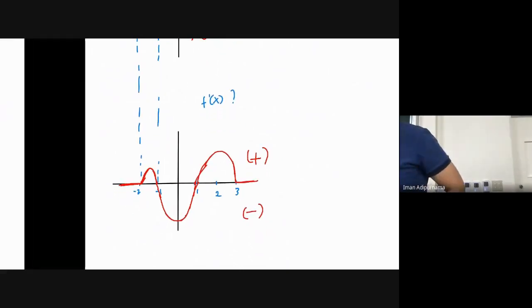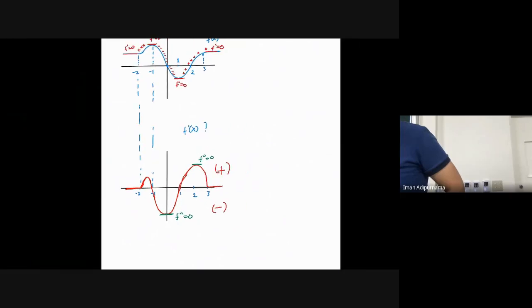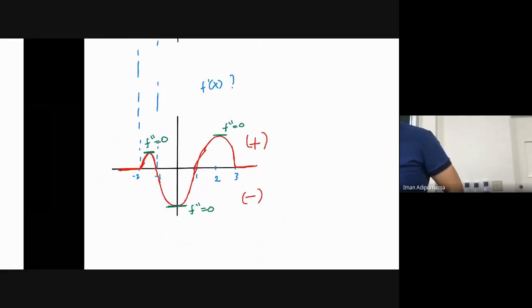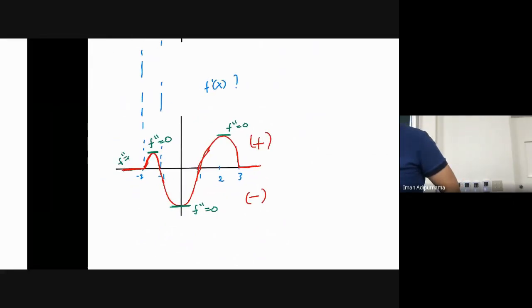So we can check from here. It's actually this is 0. This is 0. And this is 0. This is also 0. But let's just take some observations at this middle one. So this is where your concavity is changing exactly from the graph.